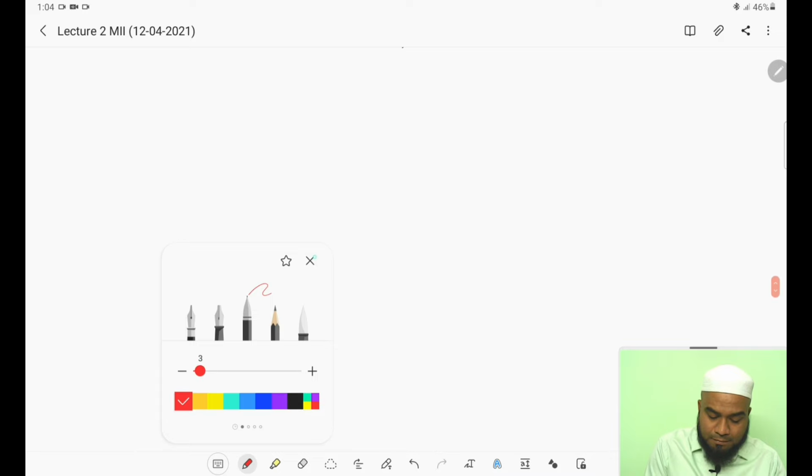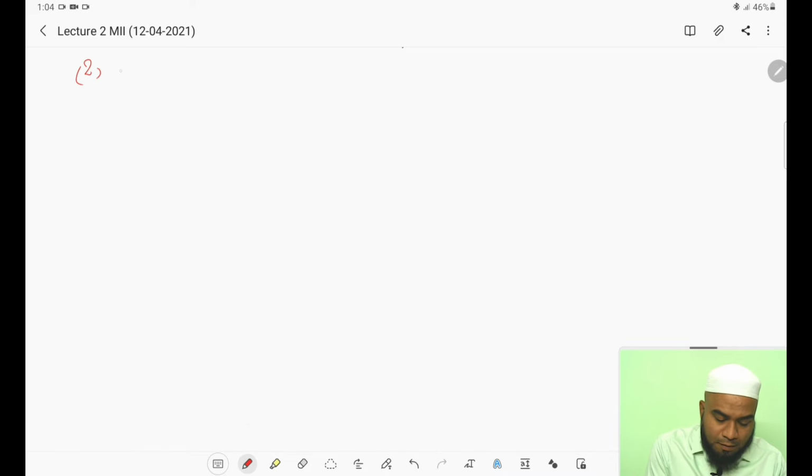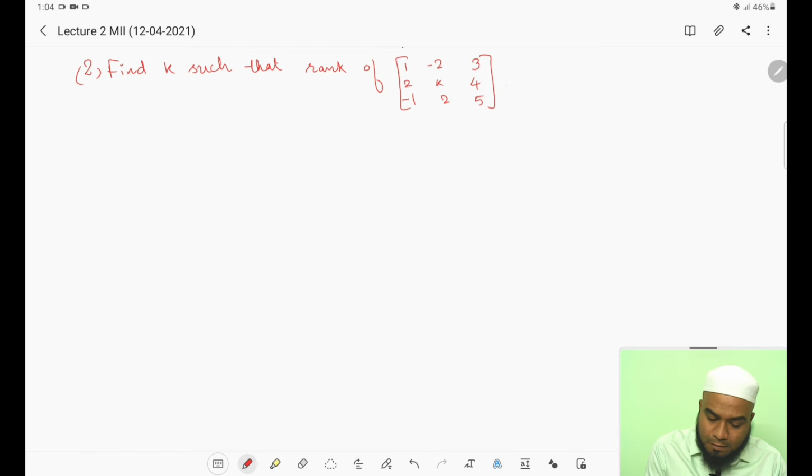So the second problem is: find k such that the rank of the matrix 1 minus 2 3, 2 k 4, minus 1 2 5 is 3. The rank of this matrix is given to be 3. We have to find the value of k. K is not given here. We have to find this value such that the rank of the matrix is 3.